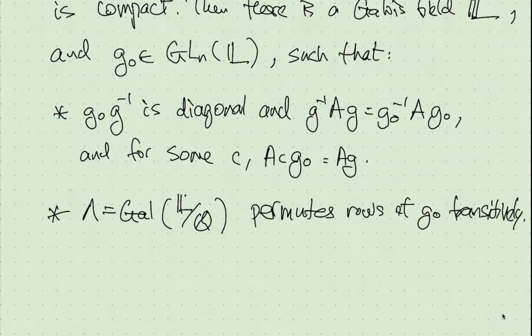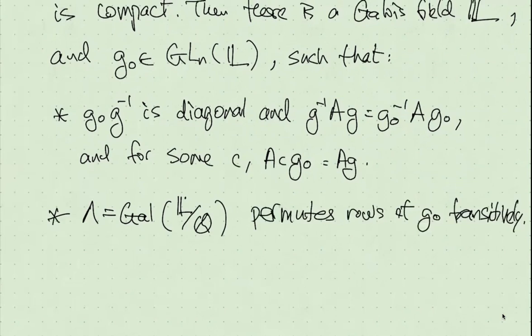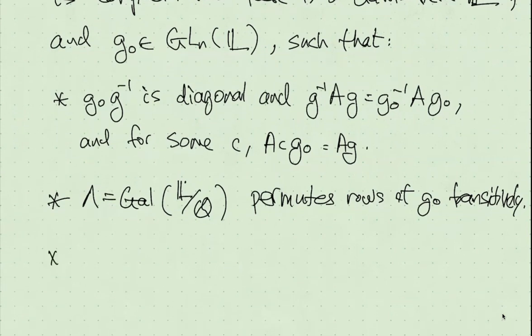What does this mean? Well, G0 is an n by n matrix with coordinates in L. So if you apply a Galois automorphism to all the entries, you get a new matrix. And what this is saying is when you do that to G0, what the field automorphism is going to do is permute the rows. That's all it's going to do. It's going to permute the rows, and it's going to permute them transitively, meaning you can take any row to any other row by an appropriate element of the Galois group.